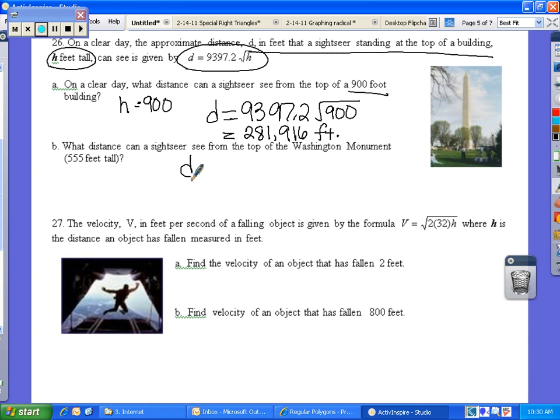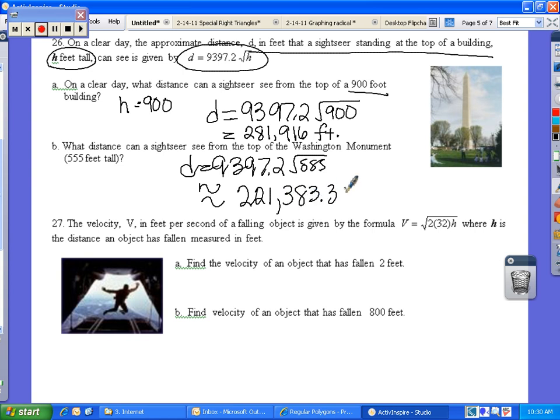You're going to plug in again here, so distance is equal to 9,397.2 times the square root of 555. So therefore, your distance is about 221,383.353 feet.